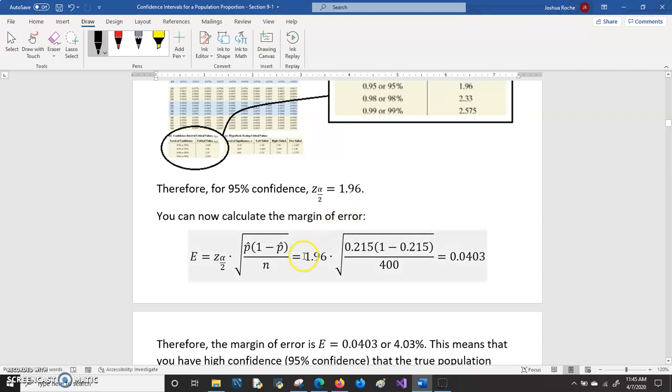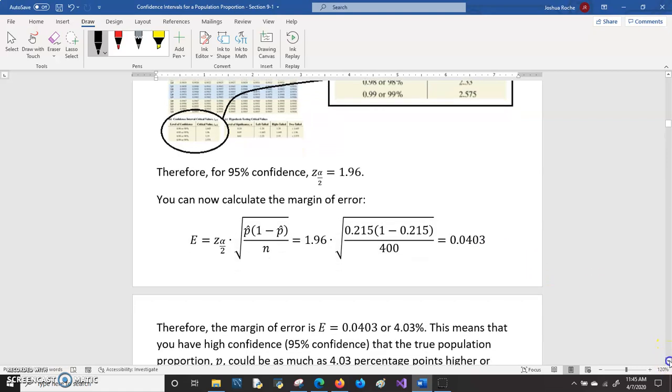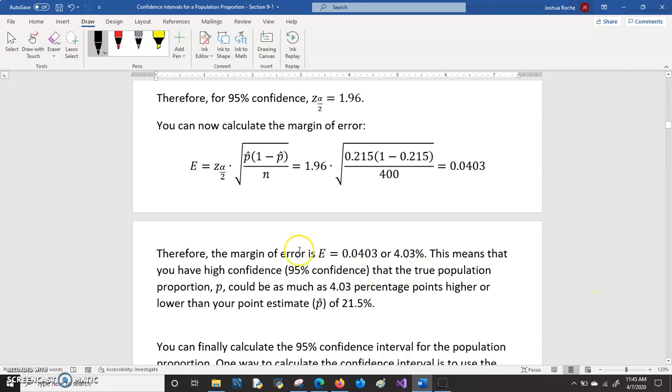Now, that's all that is needed to put into the formula. We'll put in 1.96, put in all the values for p hat and n, and it comes out to about 0.0403. That's the margin of error. Remember that here we're talking about percentages and proportions, so you can convert that to a percentage, and that's the same as saying 4.03%.